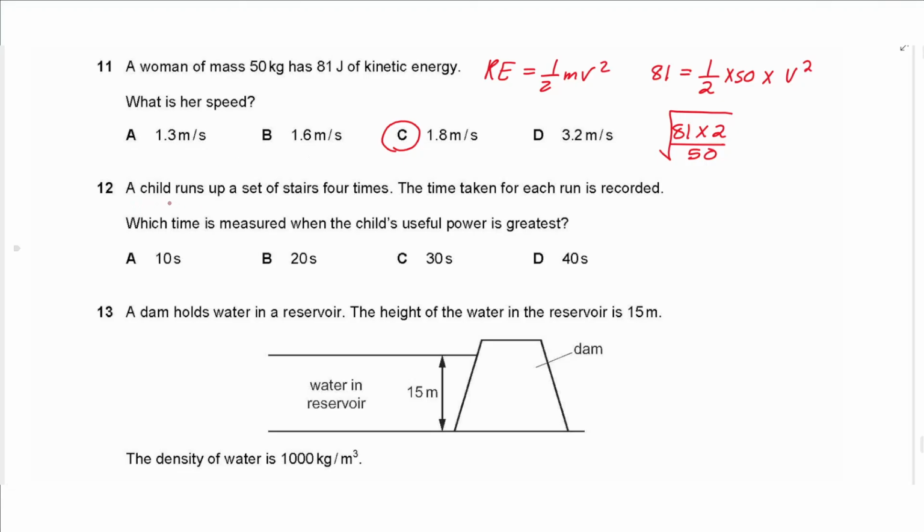Question 12 says, a child runs up a set of stairs 4 times. The time taken for each run is recorded. Which time is measured when the child's useful power is the greatest? So it is the shortest time. So the answer is A.